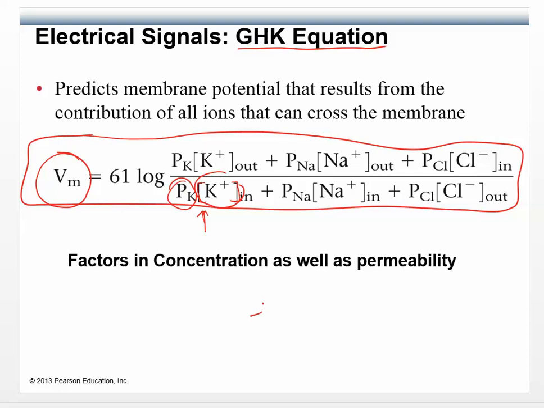We know that it's about minus 70. We've measured it. People have measured it, and we know that it's about minus 70. Some places say minus 65. Some places say minus 75. But minus 70 usually works.